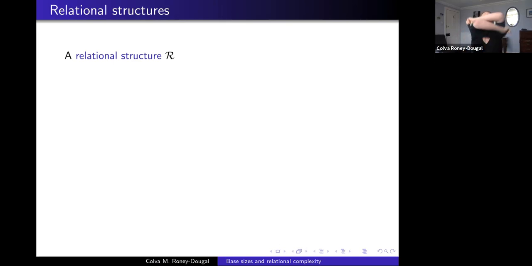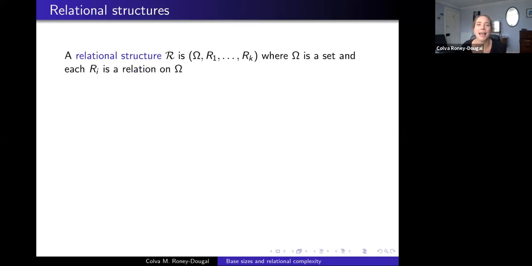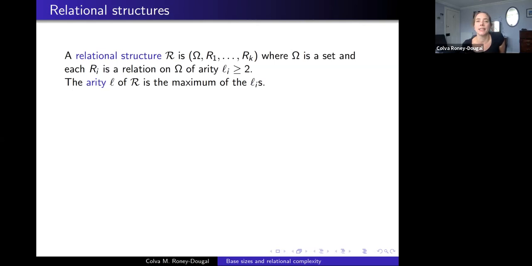So a relational structure, curly R, is a set omega and a bunch of relations, R1 up to Rk. So omega is going to be a set, each Ri is a relation on omega, and it's going to have some arity. So could be binary, so just relating pairs of points of omega, but it could be bigger, and I'll write Li for the arity. And I want each one to have arity at least 2. The arity L of R is the maximum of all of these Li's.